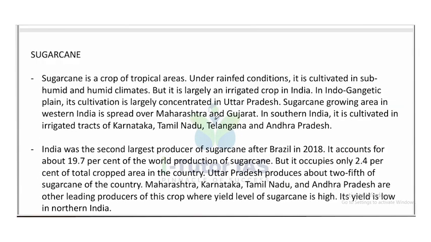Okay, sugarcane. Sugarcane is a crop of tropical areas. Under rainfed conditions, it is cultivated in subhumid and humid climates. But it is largely an irrigated crop in India. In Indo-Gangetic plains, its cultivation is largely concentrated in Uttar Pradesh. Sugarcane growing areas in western India is spread over Maharashtra and Gujarat. In southern India, it is cultivated in irrigated tracts of Karnataka, Tamil Nadu, Telangana and Andhra Pradesh.